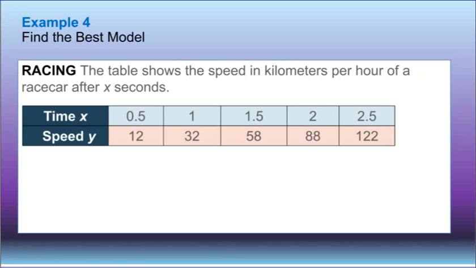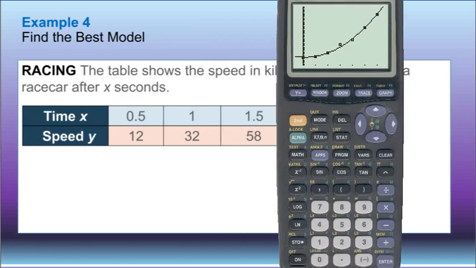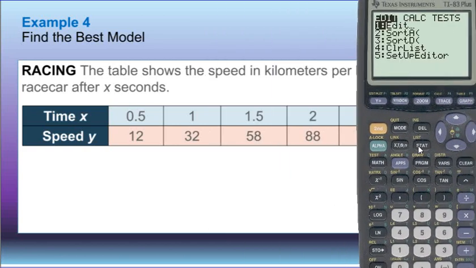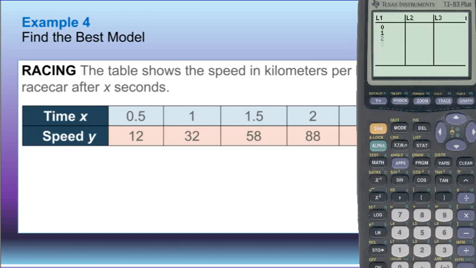So now let's try the second one here. We'll go to our calculator. We need to hit stat, edit. And for this one, since we're not dealing with years, first I'm just going to clear everything I have in here.